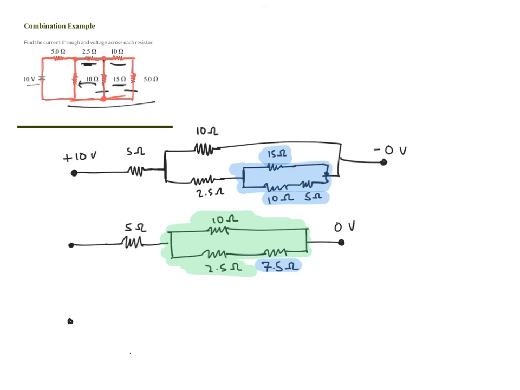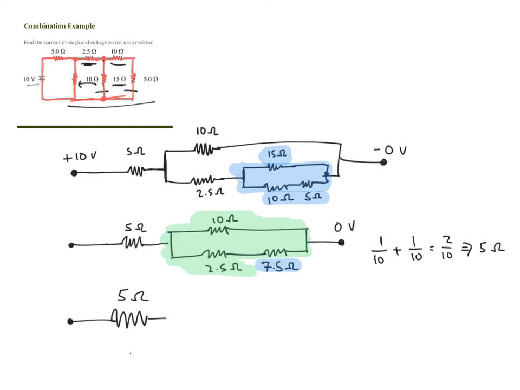We start off with the same 5 ohm resistor we've had the whole time, and we're going to simplify this green circuit. You do that by adding the 2.5 and 7.5 ohm resistors to get 10 ohms because they're in series. And then you've got two 10 ohm resistors in parallel. To add those up, you do 1 over 10 plus 1 over 10 equals 2 over 10, which is 1 over 5. You take the reciprocal of that, you get 5 ohms as your total resistance for that green circuit.